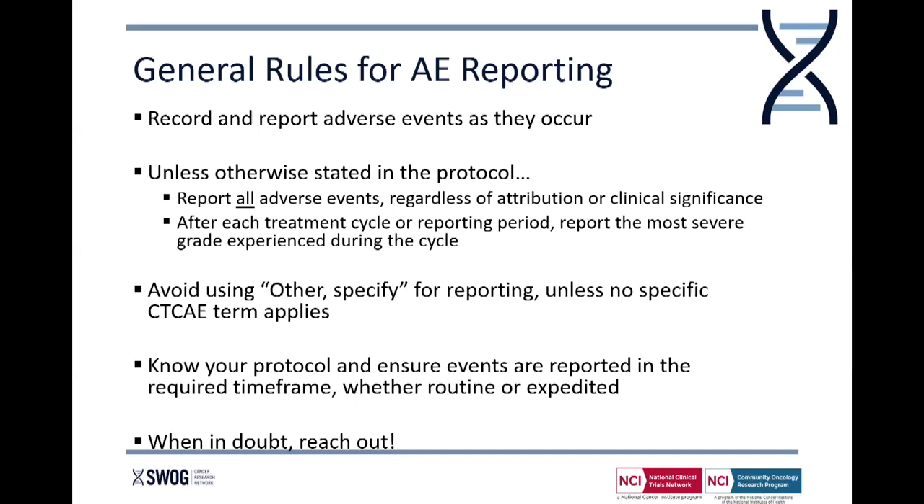So just some general rules for AE reporting. First, to ensure accuracy, record events in real time as they occur. Trying to remember adverse event details later on might result in errors or underreporting. Please also be sure to report all adverse events, not just those considered related to study treatment. For most studies, report only the most severe grade since prior AE assessment. However, please refer to your AE form instructions for your specific study, as there are some studies with exceptions to that. Please also avoid using other if possible. If you can find a term in the criteria that more accurately describes the event, report using the exact term. And lastly, when in doubt, reach out. Questions about routine AE reporting can be directed to us at the SWOG Statistics and Data Management Center.